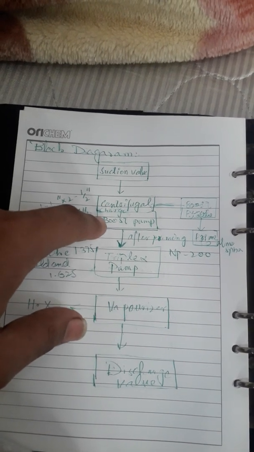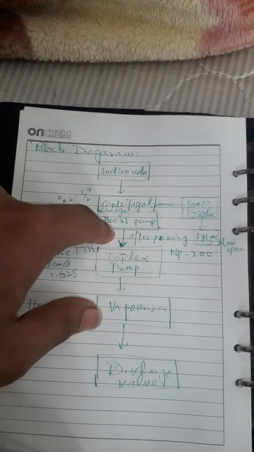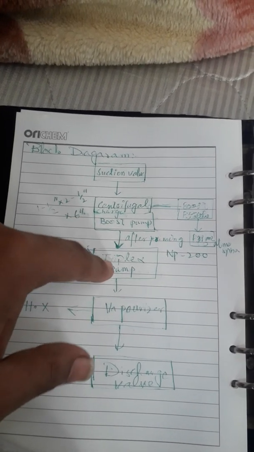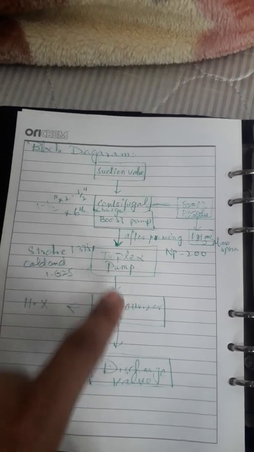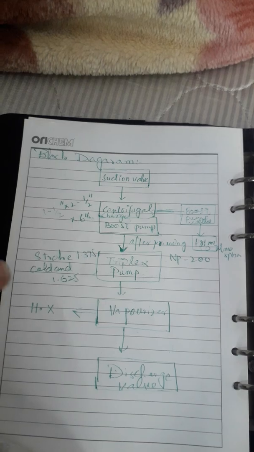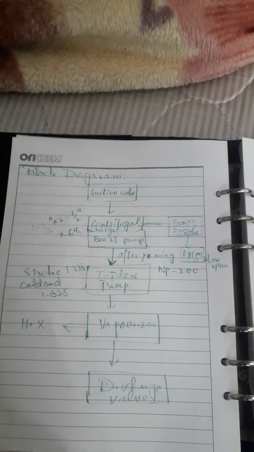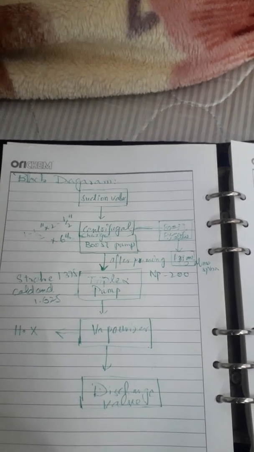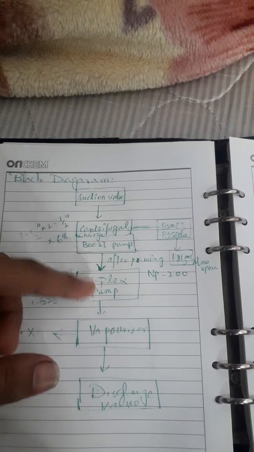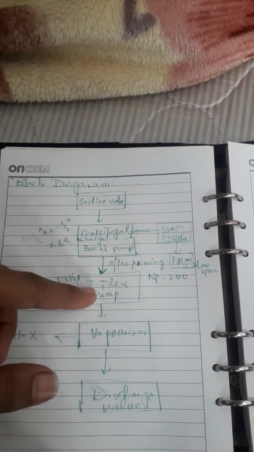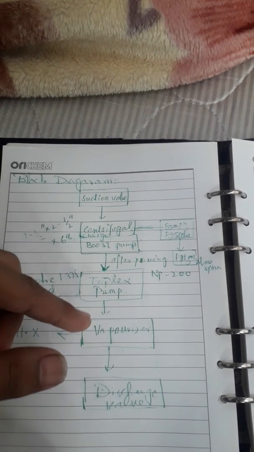Here the liquid nitrogen is provided, the centrifugal charge boost pump pressure is 80 to 100 psi. This low pressure is provided to the triplex pump, and the triplex pump has some specifications, like stroke is 1.375 and its coolant is 1.625. After this the low pressure liquid nitrogen will come to the triplex pump, and this triplex pump provides the high pressure to the vaporizer.